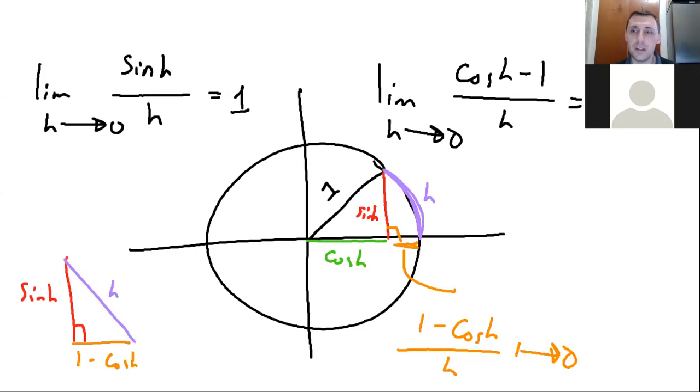Cosine h minus one, is it positive or negative when h is, like I drew in the picture, in the positive sense of the angle? But cosine h is here, guys, and here is one. So one minus cosine h is this segment. But here in the limit, it's cosine h minus one. So it would be negative, right?